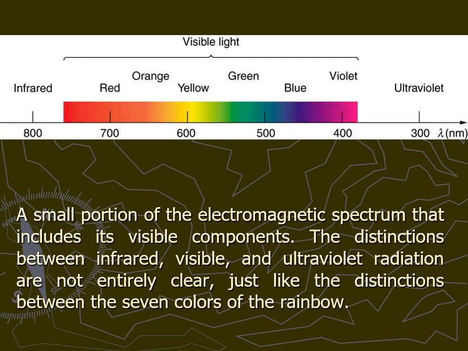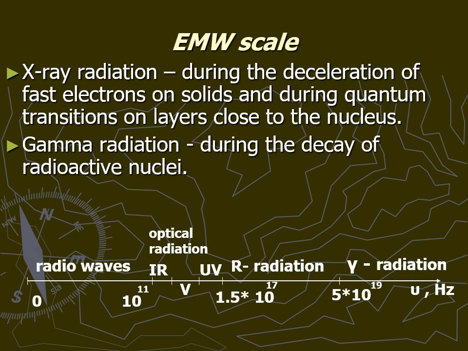Well, if we look again at the visible region of the spectrum, here again we do not have a clear division. In this case, we have one transition range and another. This is a feature of electromagnetic waves. The next type of radiation is X-ray radiation. X-ray radiation is obtained by braking fast electrons on a solid target.